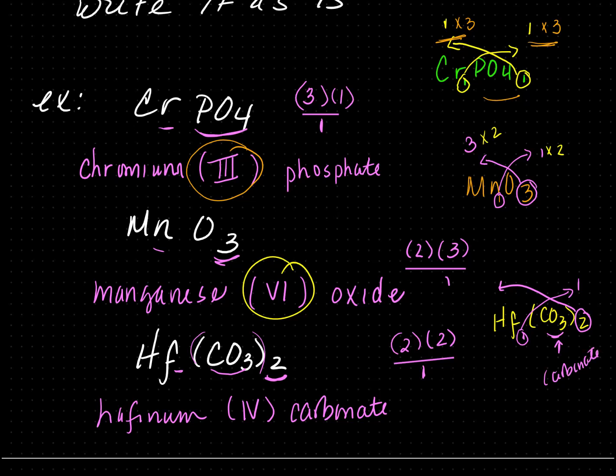We check the charge of carbonate. It is not 1, it's actually 2, so we need to multiply each one by 2. So this is why the charge of hafnium is 4.